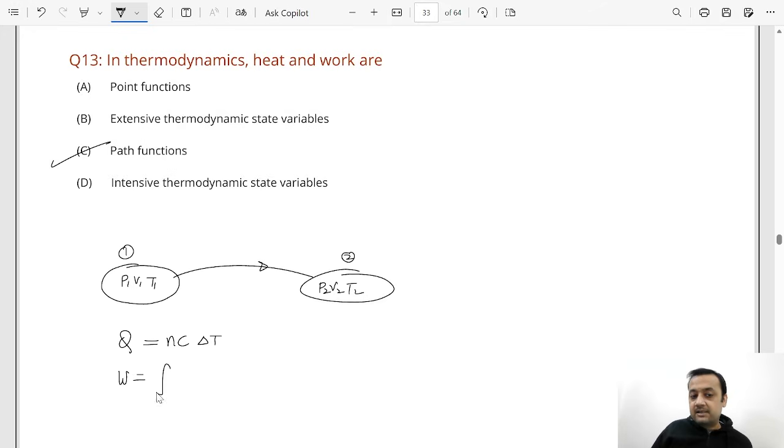And similarly, work done is integral PdV. The integral PdV value will also change depending upon the path. So both of them are path functions. All right.